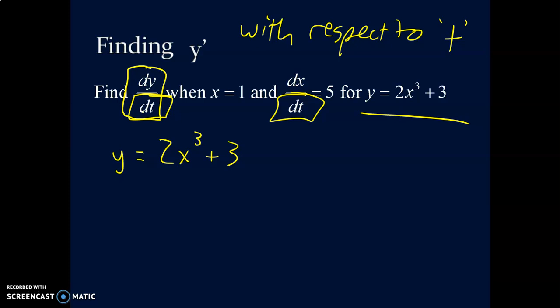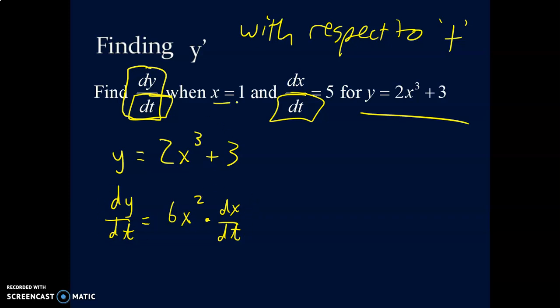So the derivative of y with respect to t is dy/dt. That's what I'm looking for. The derivative of 2x cubed with respect to t, so I'm going to do the power rule, 6x squared, but then I need to do the derivative of x with respect to t. dx/dt is not going to cancel out. Derivative of a constant, that still goes away. So I have dy/dt equals 6x squared times dx/dt.